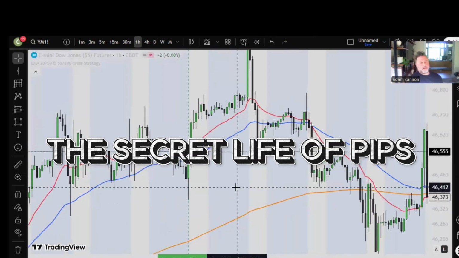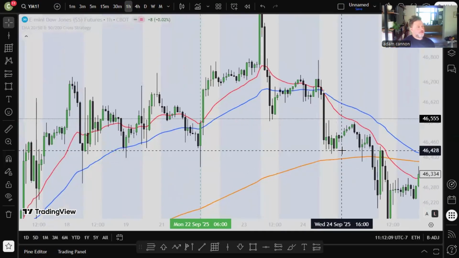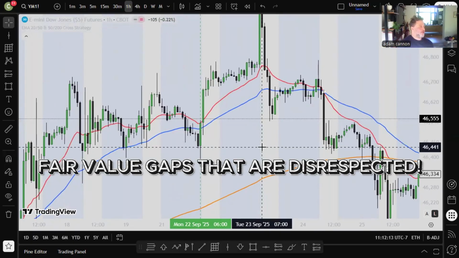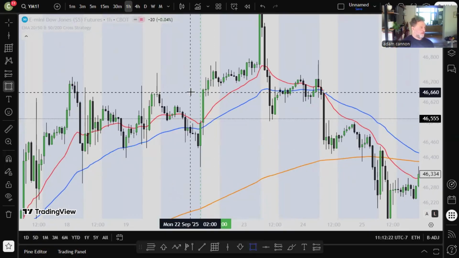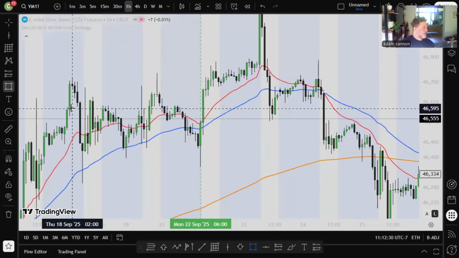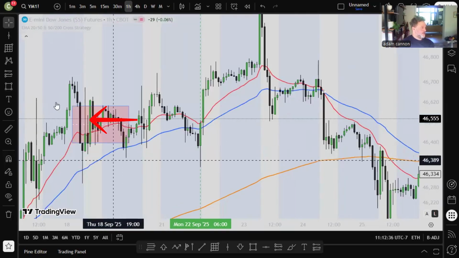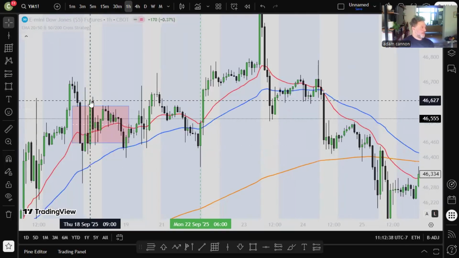Perfect. Here we are in the 1 hour, and we can see what you want to do on Sunday night is you want to look at your chart and see if anything's been inverted before the market starts. Let's go back a little bit before the week starts. So here we have this fair value gap right here that was bearish, and you can see the market came up and inverted it right here on Thursday.